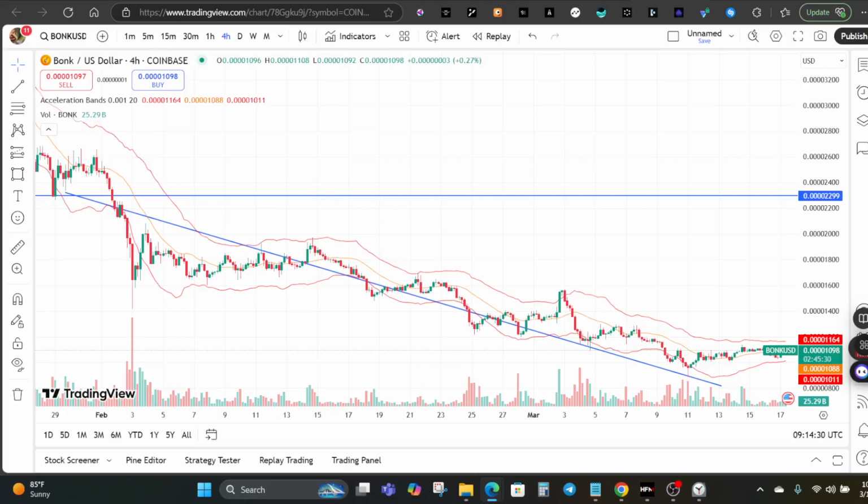Okay, so that is how you can use the acceleration band indicator to improve your trading. Whether you're trading forex, stocks, or crypto, this tool can give you the insights into identifying strong market moves with greater confidence.